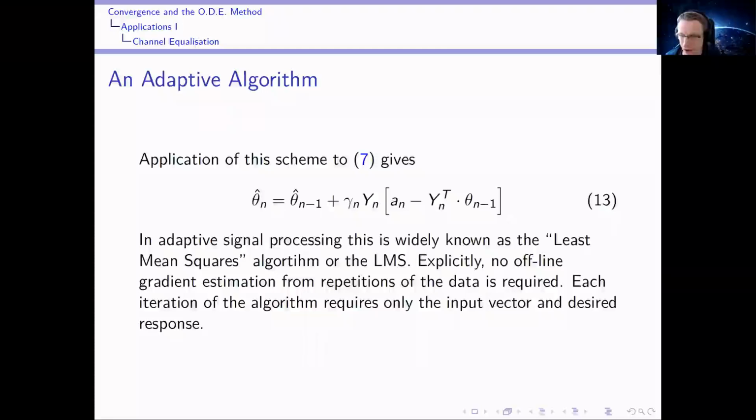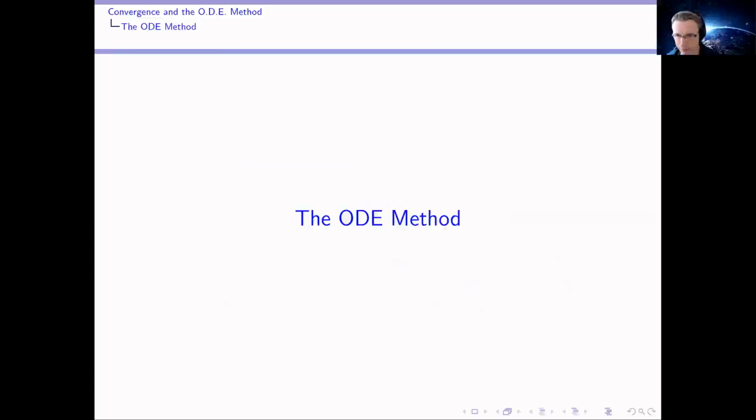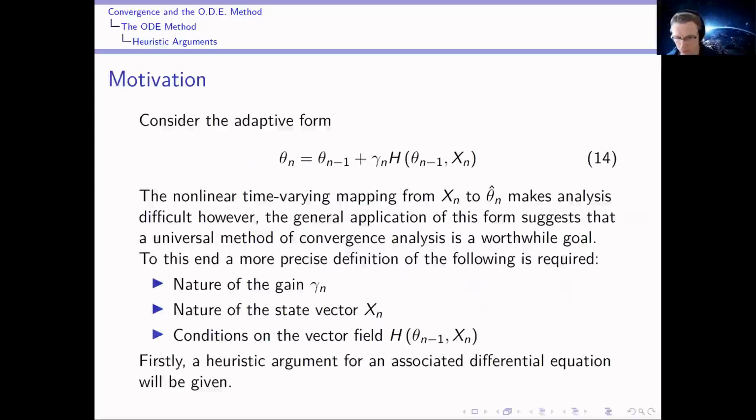Now we have a specific implementation of the general adaptive form. It's probably a good point to now review the ODE method for convergence analysis. Okay, so the ODE method. As we've mentioned, the analytical approach to convergence analysis is difficult because of the difference term, the difference term being dependent on past estimates of the parameters.